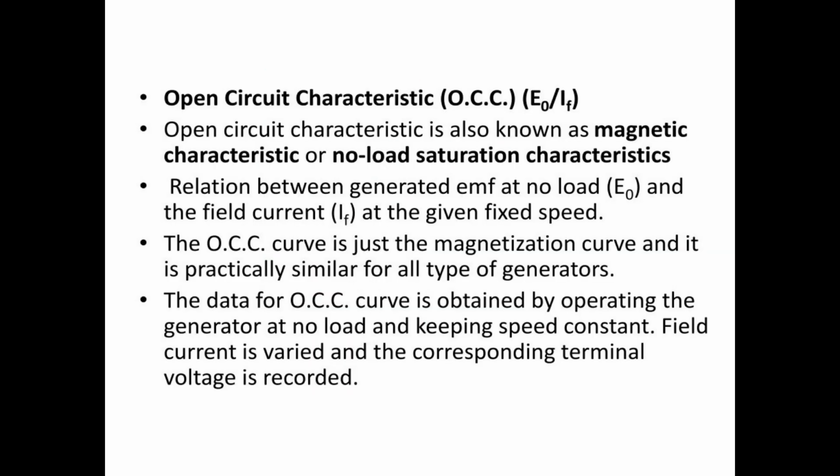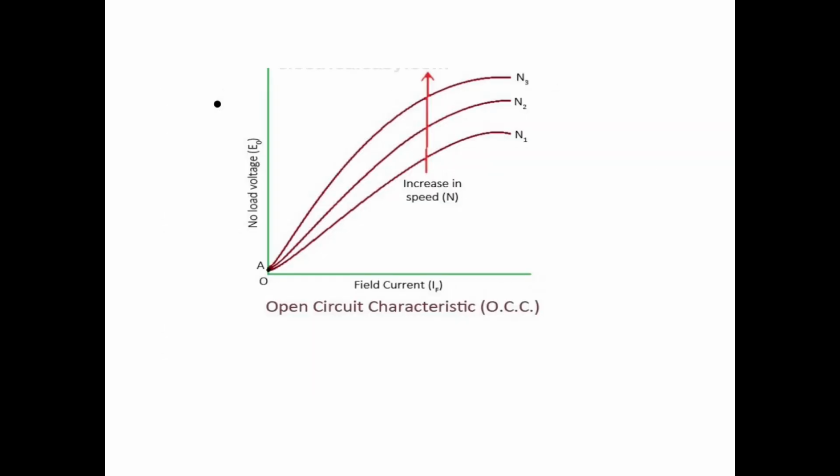One thing you should keep in mind is that the OCC curve is drawn for a DC generator at constant speed. Observe here, this is the open circuit characteristics curve with different speeds. Okay, so N1, N2, and N3. Here N1 is less than N2, and N2 is less than N3. So this is the open circuit characteristics of a DC generator.